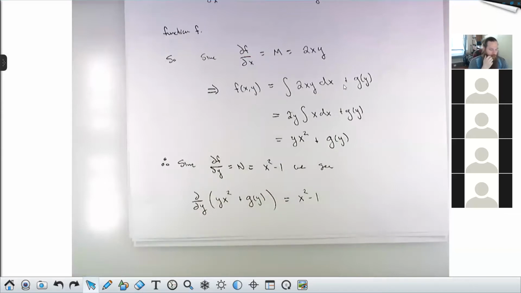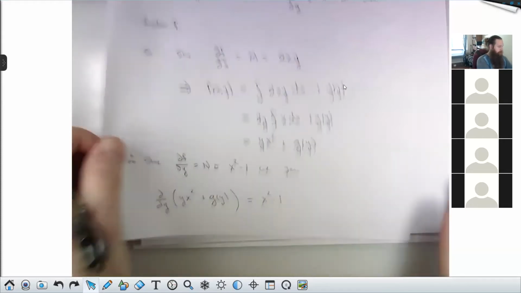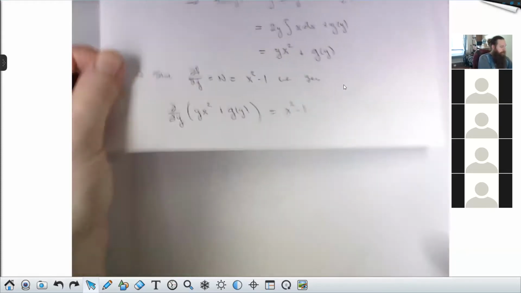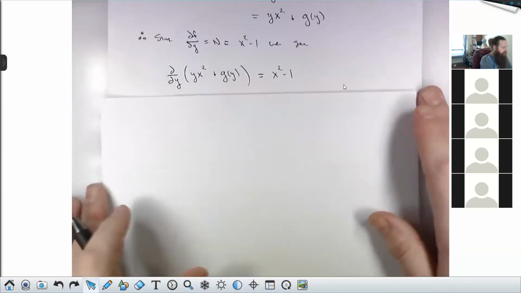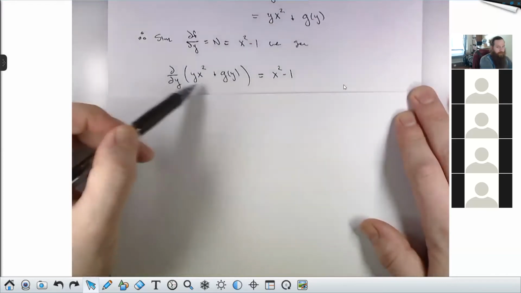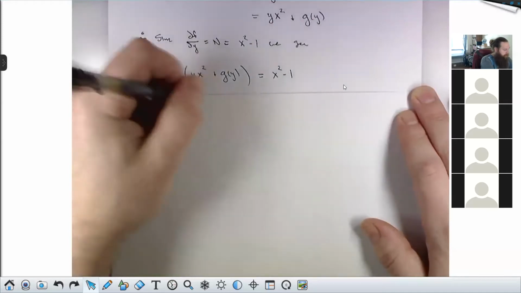And if I go ahead and take that derivative, remember, don't be intimidated by the partial derivatives if you haven't seen them before. It just means treat everything else as a constant. So when I differentiate this piece with respect to y, treating x as a constant, I just get x squared, right? The y differentiates to 1. The x squared is a constant multiple. He just comes along for the ride.